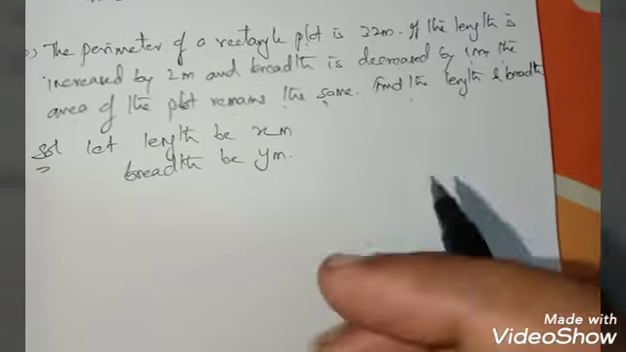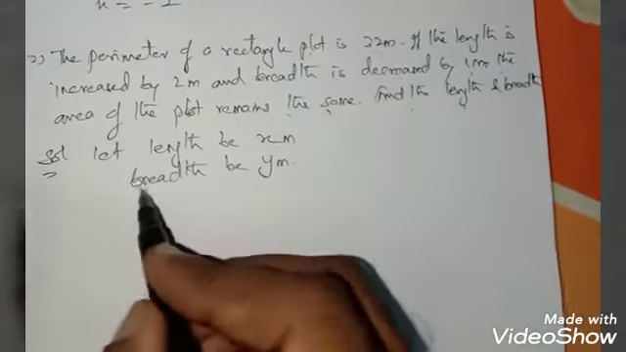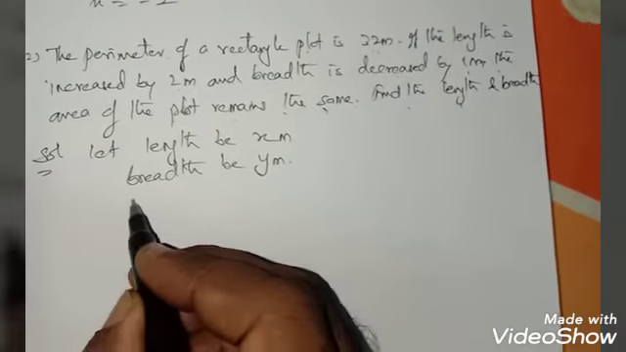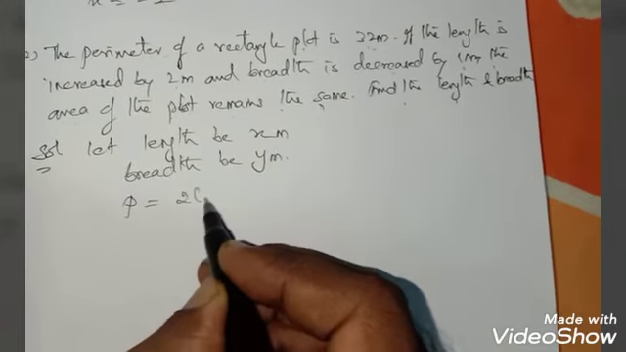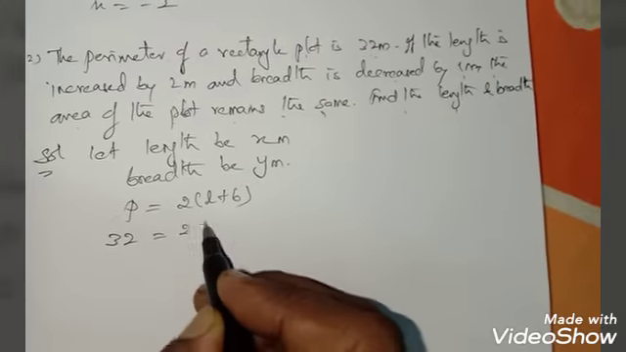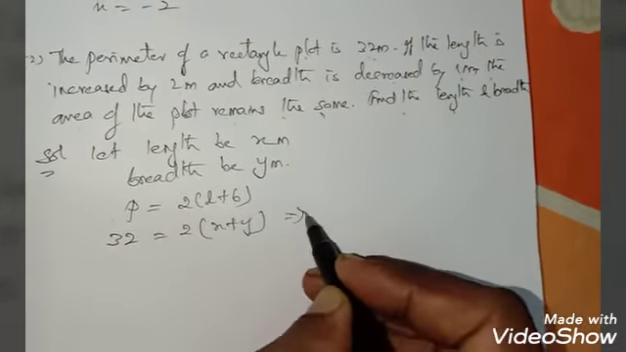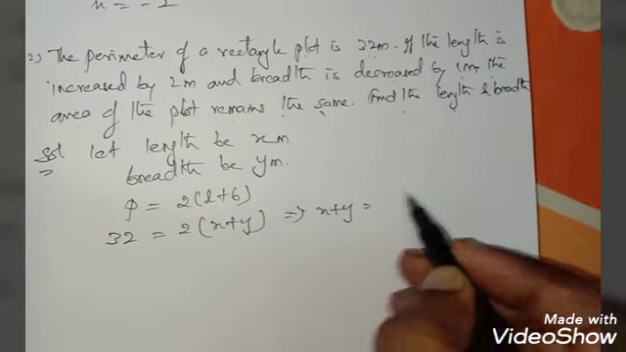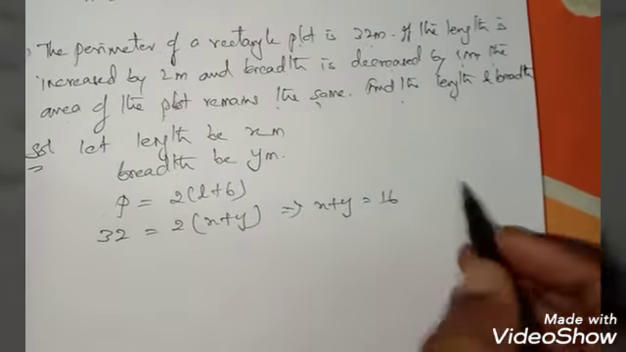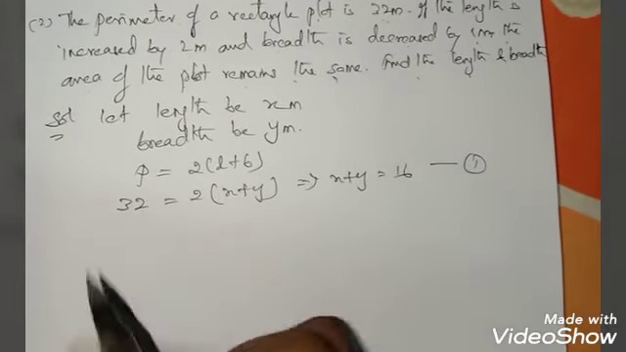So after assuming these two values, what they have given here is the perimeter of the rectangle as 32. As per the formula, the perimeter of a rectangle is 2 into (L plus B). Now the perimeter is given as 32, that is 2 into (x plus y). If I divide 32 by 2, you will get x plus y is equal to 32 by 2, which is 16. So this is my first equation, right? Now after getting the first equation, you have to find the second equation.